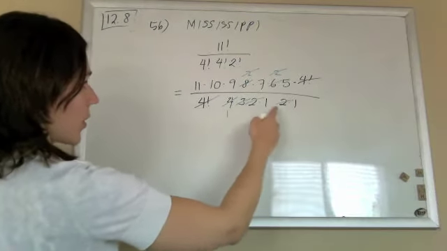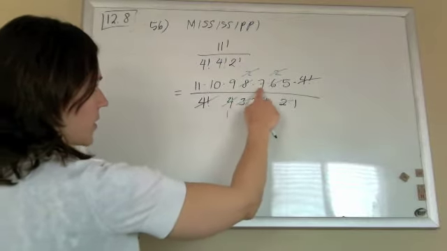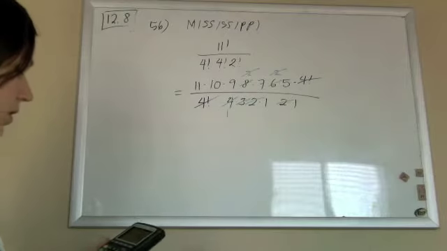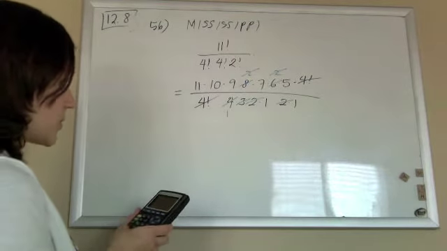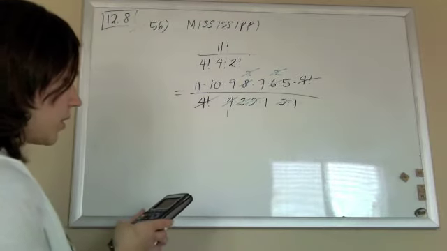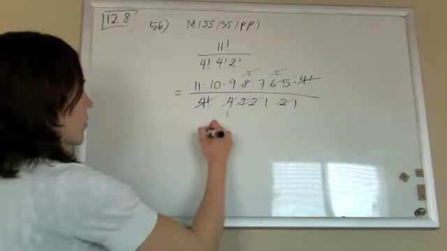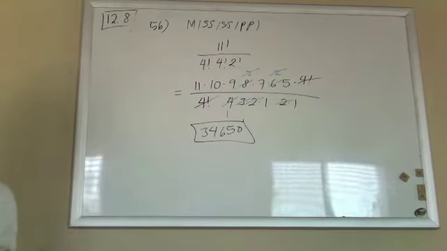So now on the top, all I need to multiply is 11 times 10 times 9 times 7 times 5. So we're getting 11 times 10 times 9 times 7 times 5, 34650. So that's the Mississippi problem.